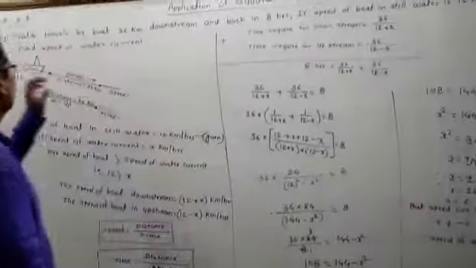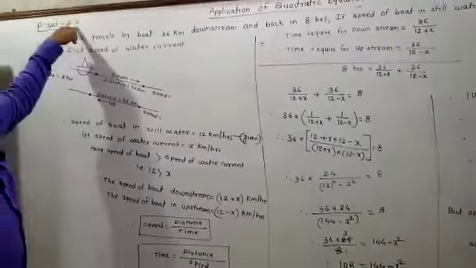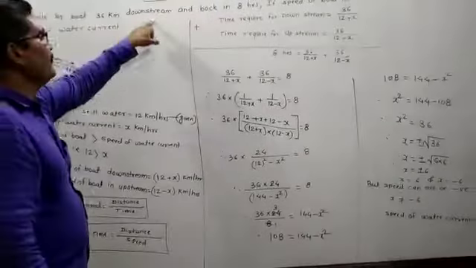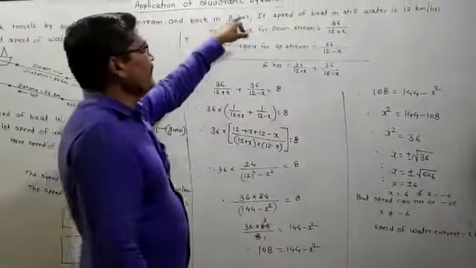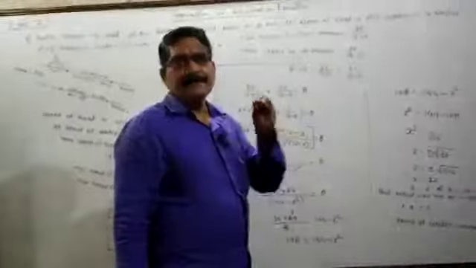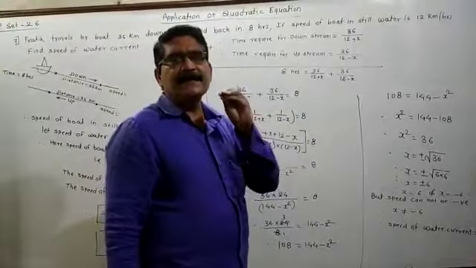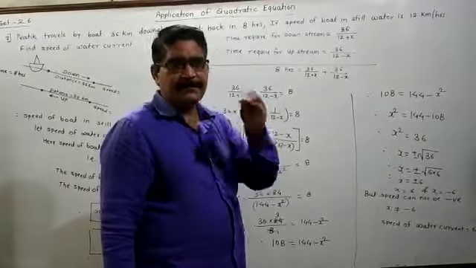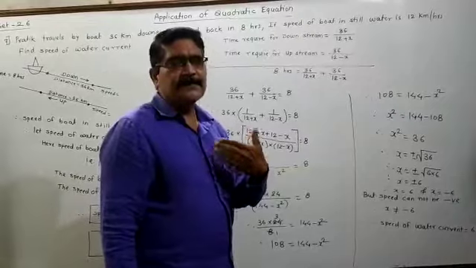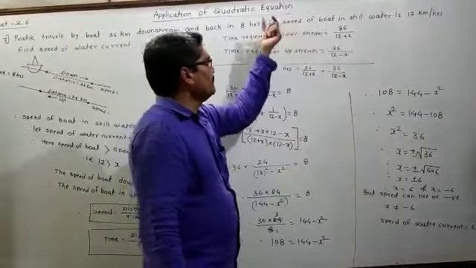Start with practice set 2.6, seventh example. Pratik travels by boat 36 km downstream and back in 8 hours. This means the 8 hours is the total time for the downstream as well as the upstream. He will go first downstream and come back to the same place, and the time required for that is 8 hours.